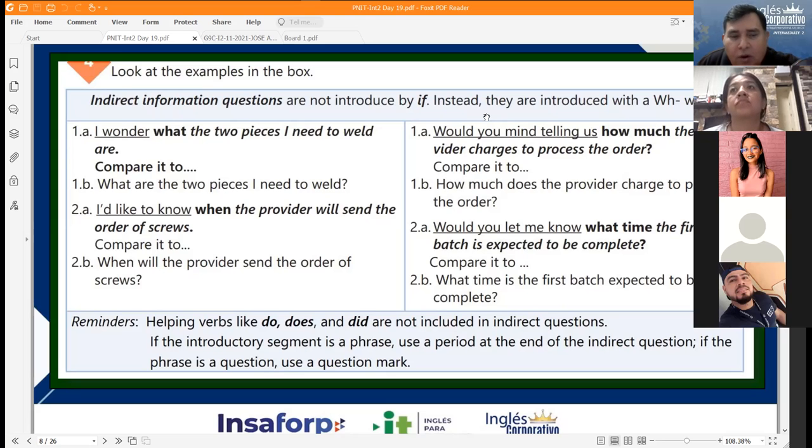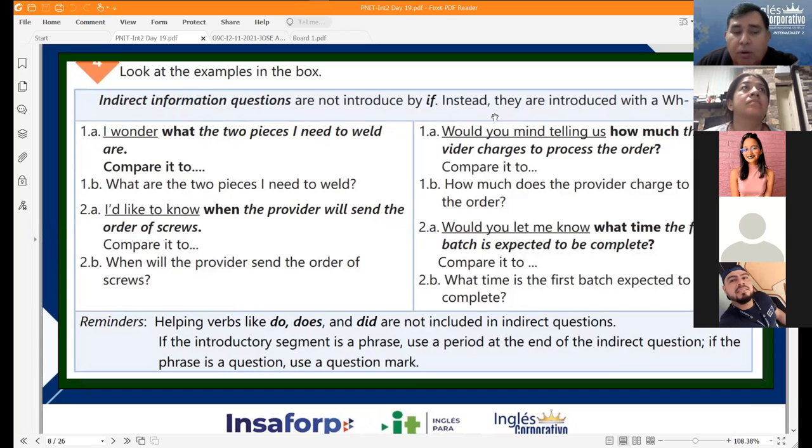Do you know if Maria is at home? The question is: Is Maria at home? So, do you know if Maria is at home? That is a yes/no indirect question. An information question is: where does Maria live? Do you know where Maria lives? Another example: my boss is calling you. Really? What does he want? Indirect question: do you know what he wants? That is an information question.